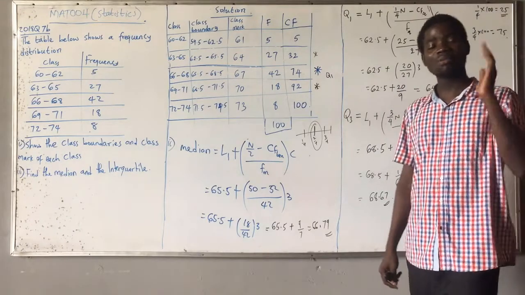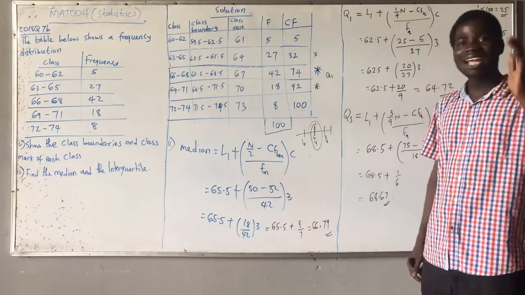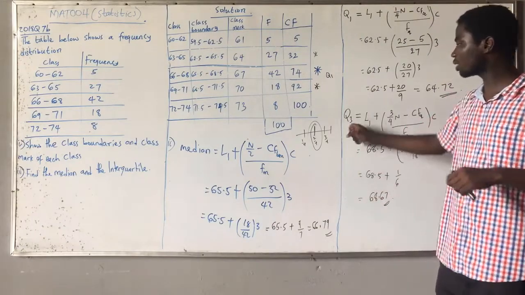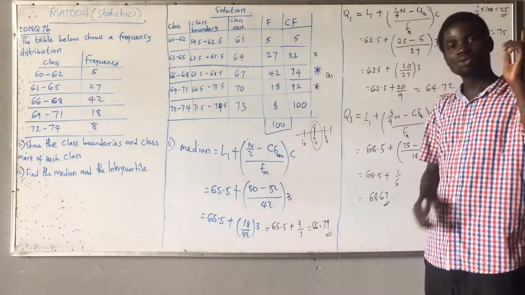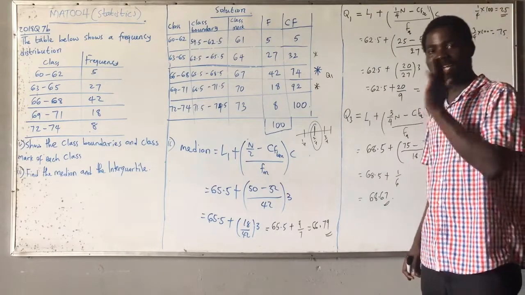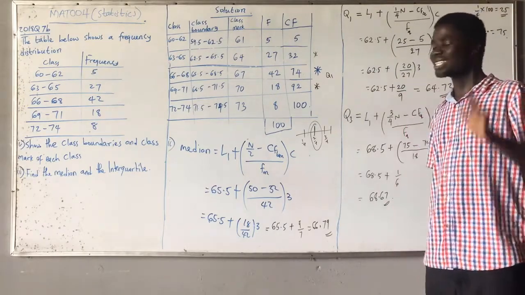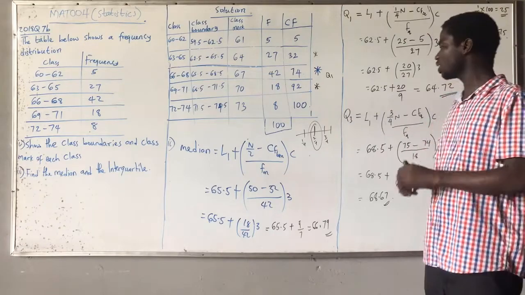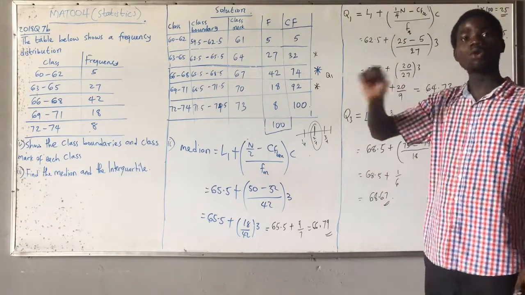Assuming you are told to find interquartile range, you will do Q3 minus Q1. That is what we call interquartile range. Assuming you are told to find semi-interquartile range, you will do Q3 minus Q1 all over 2.